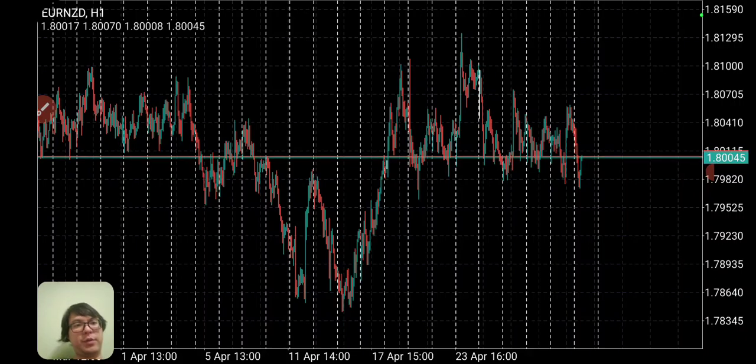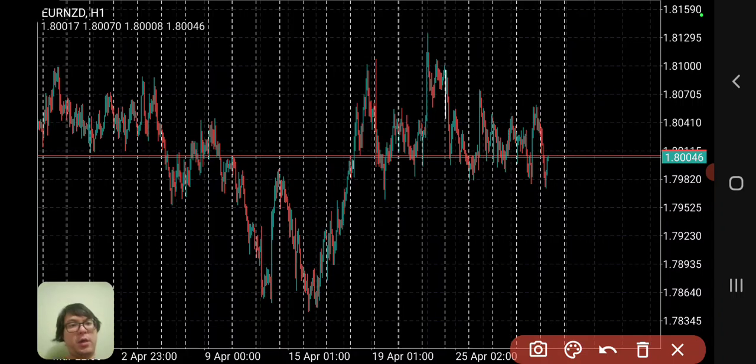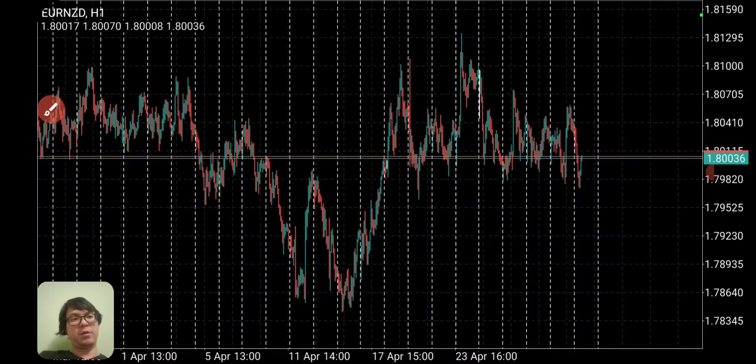Euro New Zealand dollar, the pricing has been consolidated in sideways. As we see, trend line break, pricing still under support, so this could be the setup for higher time frame, either on a dimension 2 or dimension 4. But at this point, we got no setup in hourly, no trade.